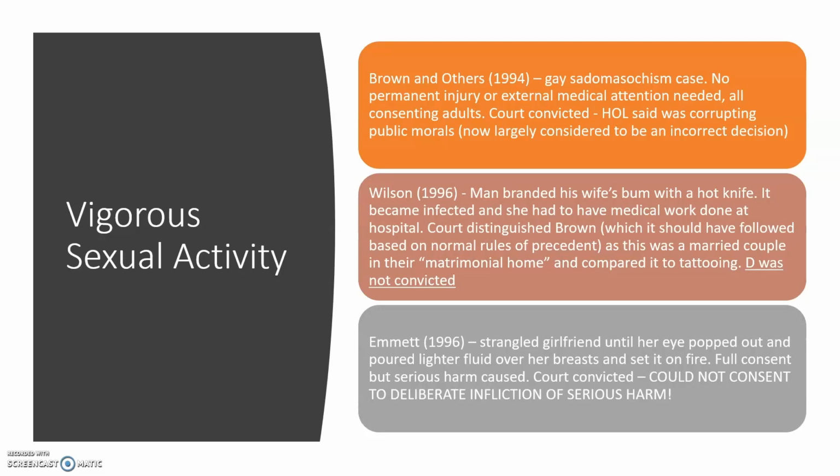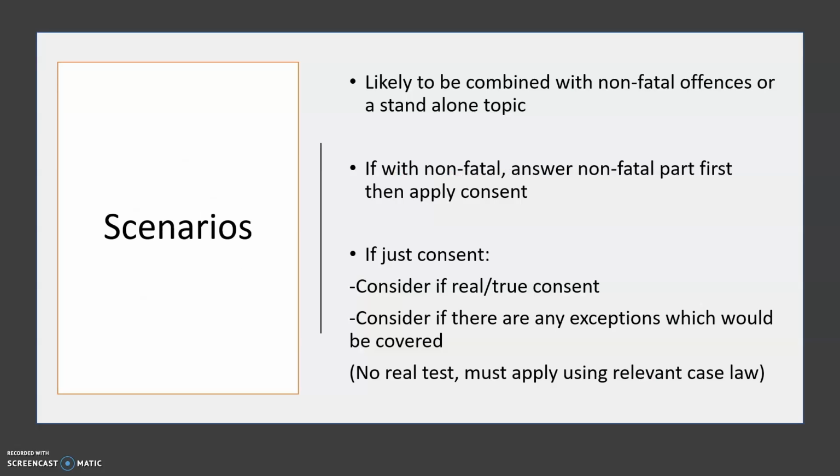Finally, there is clearly a limit, though. We saw in Emmett, he strangled his girlfriend until her eye popped out and poured lighter fluid over her breast and set it on fire, commonly known as the case of the burning boobs, which is a sort of funny reference for it, although not particularly funny, obviously. And she did fully consent, but serious harm was caused, and the court said you can't consent to deliberate infliction of serious harm. Like, absolutely not. Just simply not. So you need to kind of obviously compare cases to those as you go. Now I'm going to do another video on evaluation and scenarios, which I'll come back to shortly.